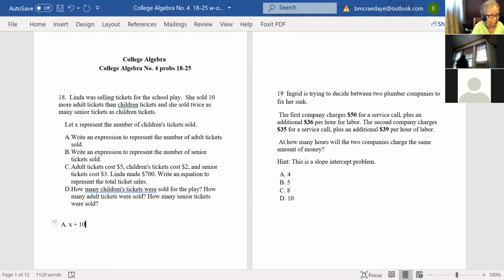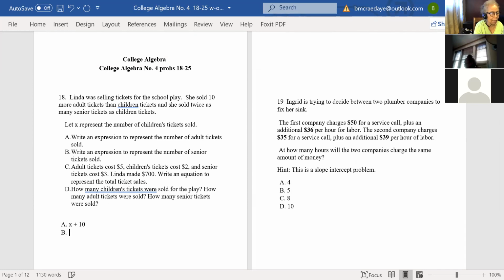So we answered A, an expression to represent the number of adult tickets sold: 10 more than the children's tickets, so 10 more than X. Okay. Chastity, what would B look like? Senior tickets is twice as many. So what would that look like? X times 20. No, twice.